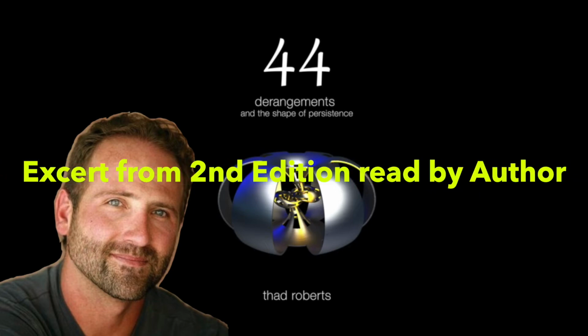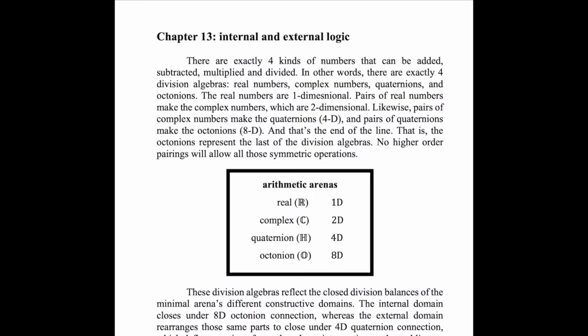Chapter 13. Internal and External Logic. There are exactly 4 kinds of numbers that can be added, subtracted, multiplied, and divided. In other words, there are exactly 4 division algebras: real numbers, complex numbers, quaternions, and octonions.